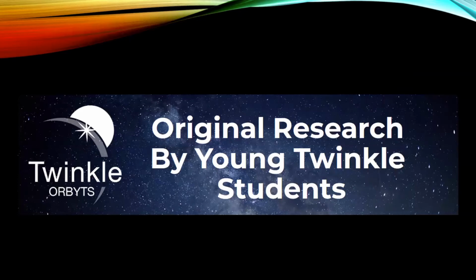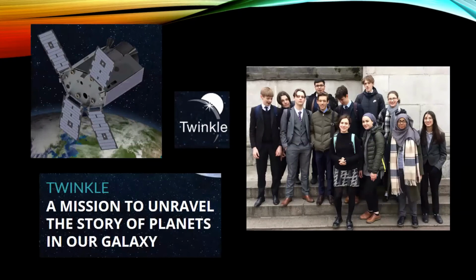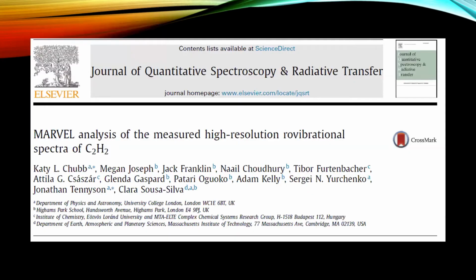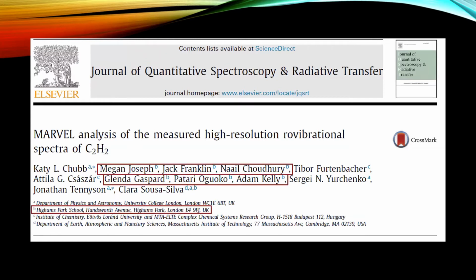This work for acetylene was done as part of an initiative called ORBITS. This stands for Original Research by Young Twinkle Students. In ORBITS, a PhD student or a postdoc is matched together with a group of 6 to 12 high school students, aged between 16 and 18 years of age. Together they work on an original research project related to the spectroscopy of exoplanets. You can see the publication here that was published a few years ago now. It has 6 of the co-authors with their address listed as a school in North London.